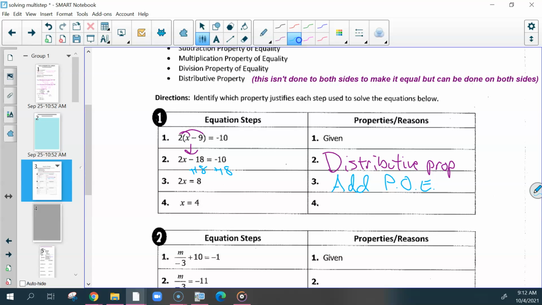And from number 3 to number 4, what did they do? They divided both sides by 2. So divide POE. Any questions on number 1?